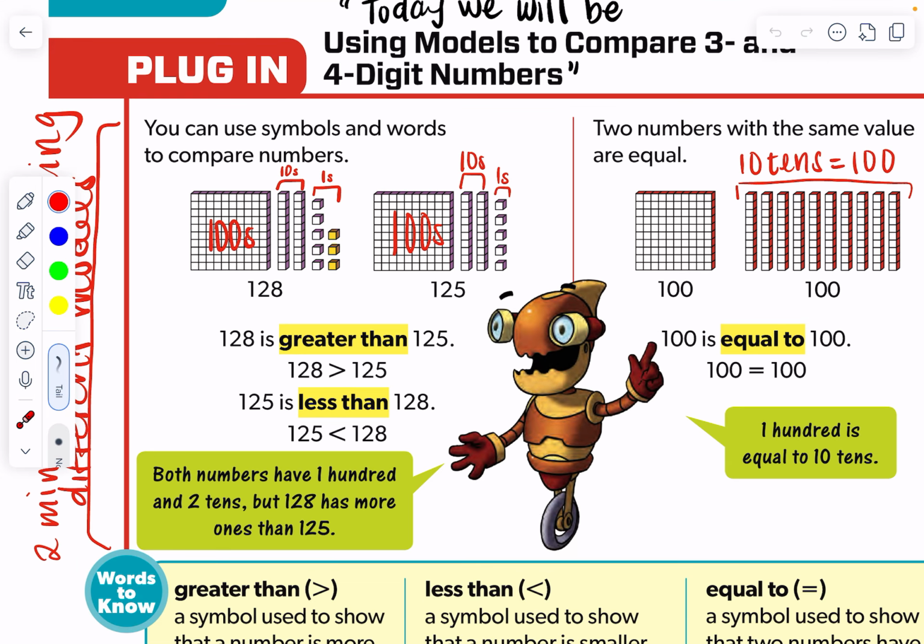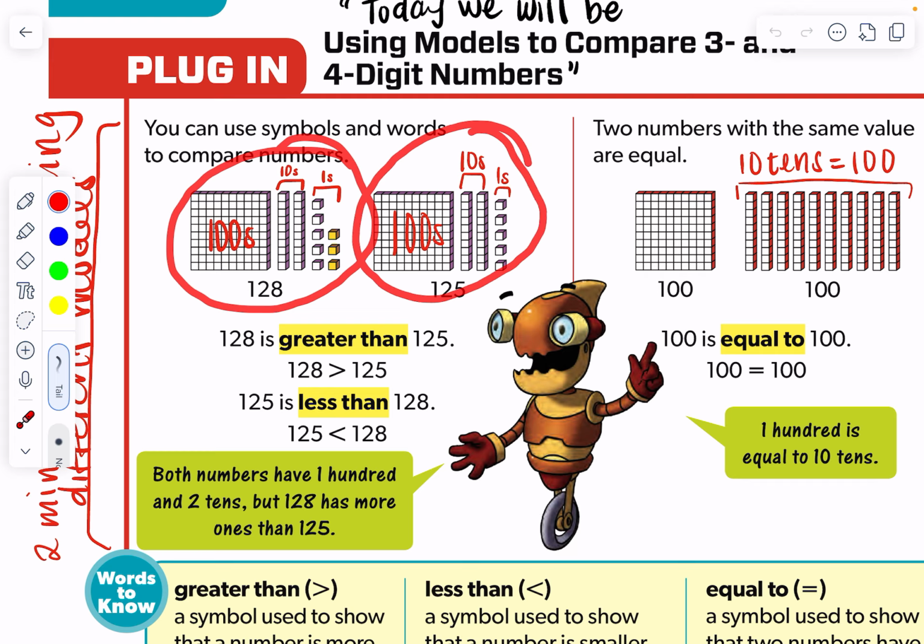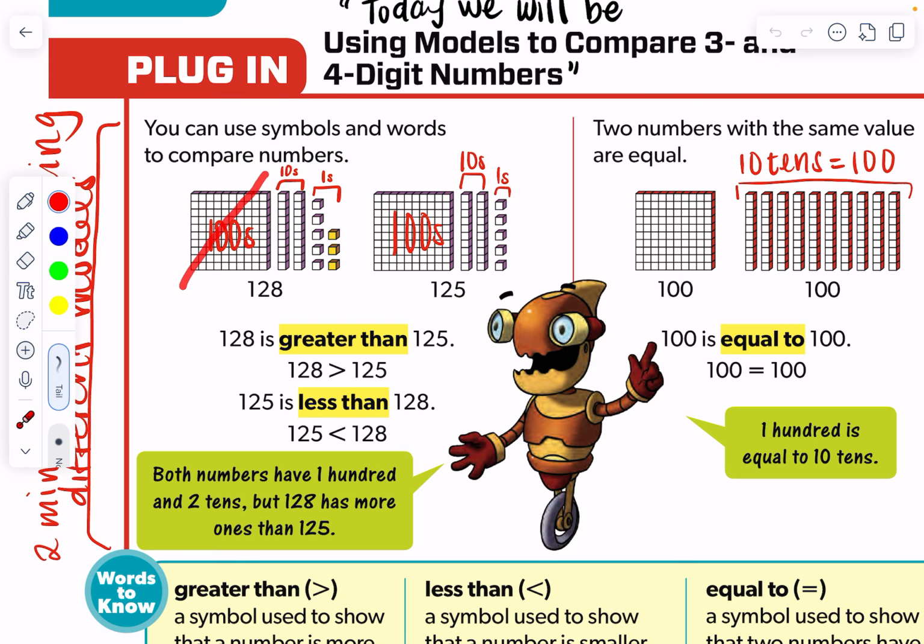to compare. So, what I see is that in both of these models, they have the same number of hundreds. I see they have the same number of tens. They both have 2 tens. I see that they have a different set of ones. So the ones place is where my comparison lies.